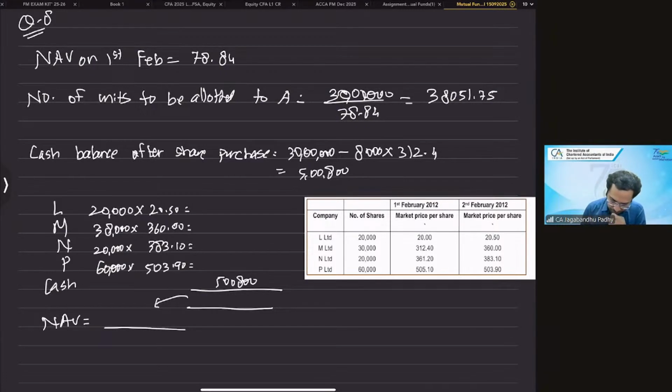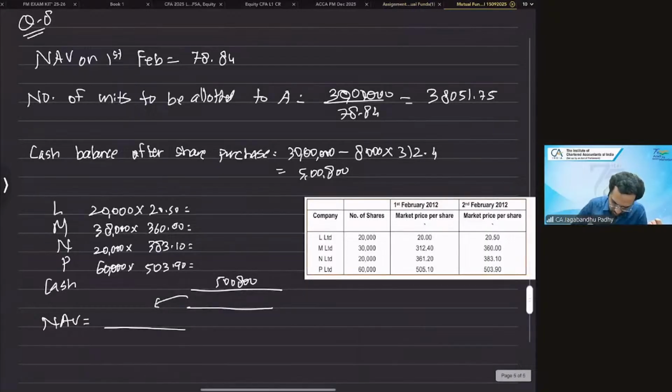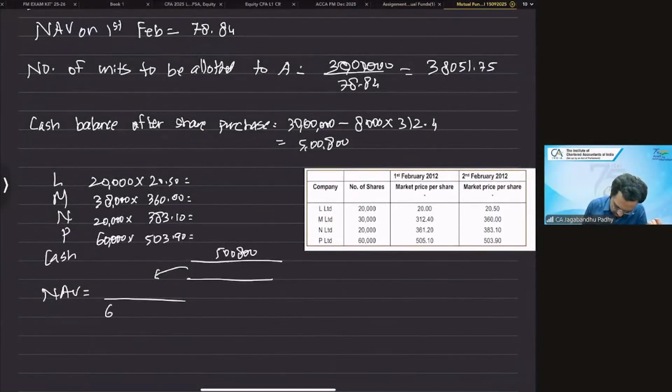the number of units, which was earlier how much? 6 lakhs. Now it will be 6 lakh 38,000 and 51.75. Because these are the number of units that we have issued, right? We have bought 8,000 shares of M Limited, but the number of units will be increasing by 38,000 and 51. Got it. Take the total and divide it and get the NAV value.